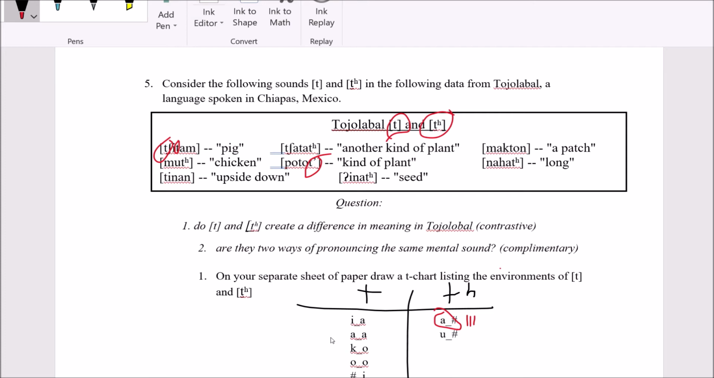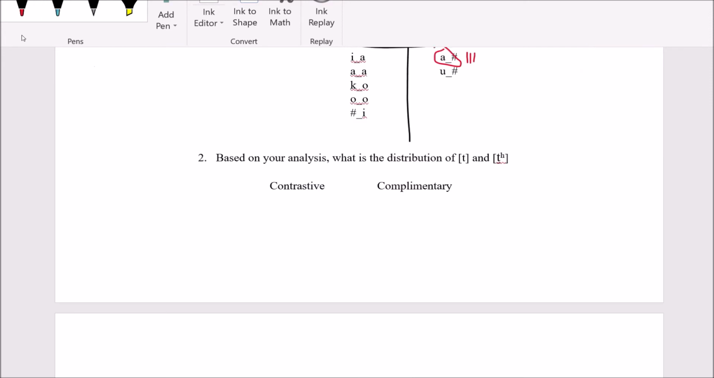Now, the first question that we ask is, are there any minimal pairs? So looking at our list, we do not see any time that these 2 sounds show up in the same environment. So we know, because there are no minimal pairs, we never see them appear in the same environment, that they must be in complementary distribution.